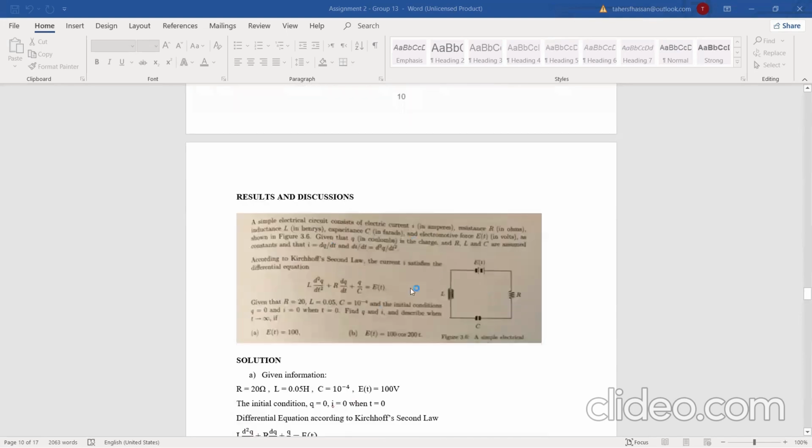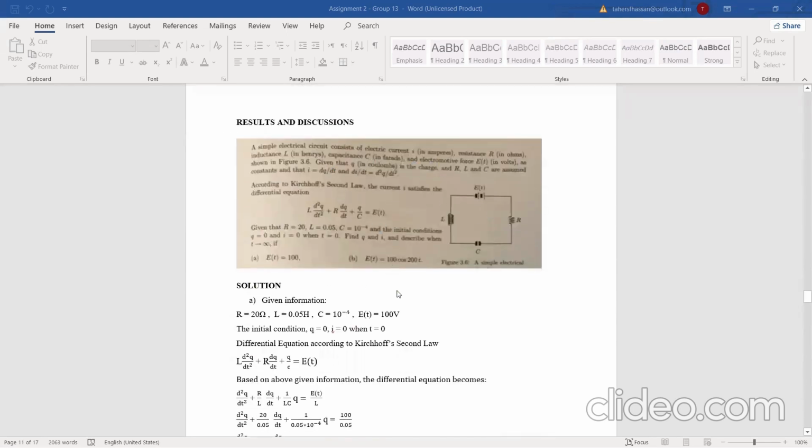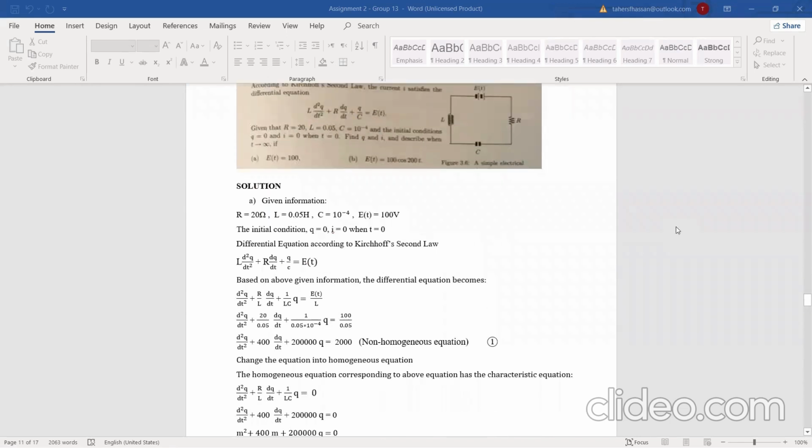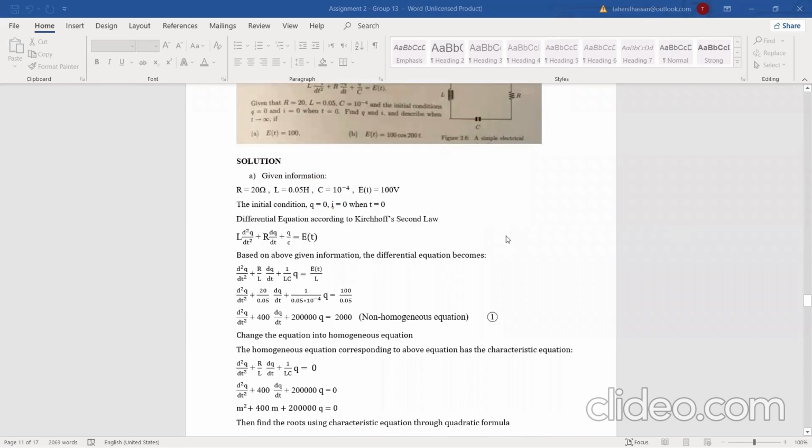This is the question, and this is the solution. I'm going to start with A, and I'm going to solve A first. This is the given information. R equals 20 ohms, L equals 0.05 Henry, C equals 10 to the power negative 4, and E(t) equals 100 volts. The initial conditions are Q equals 0 and I equals 0 at t equals 0.